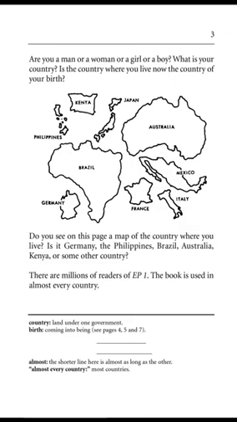Page 3. Are you a man or a woman, or a girl or a boy? What is your country? Is the country where you live now the country of your birth? Do you see on this page a map of the country where you live? Is it Germany, the Philippines, Brazil, Australia, Kenya, or some other country? There are millions of readers of EP 1. The book is used in almost every country.